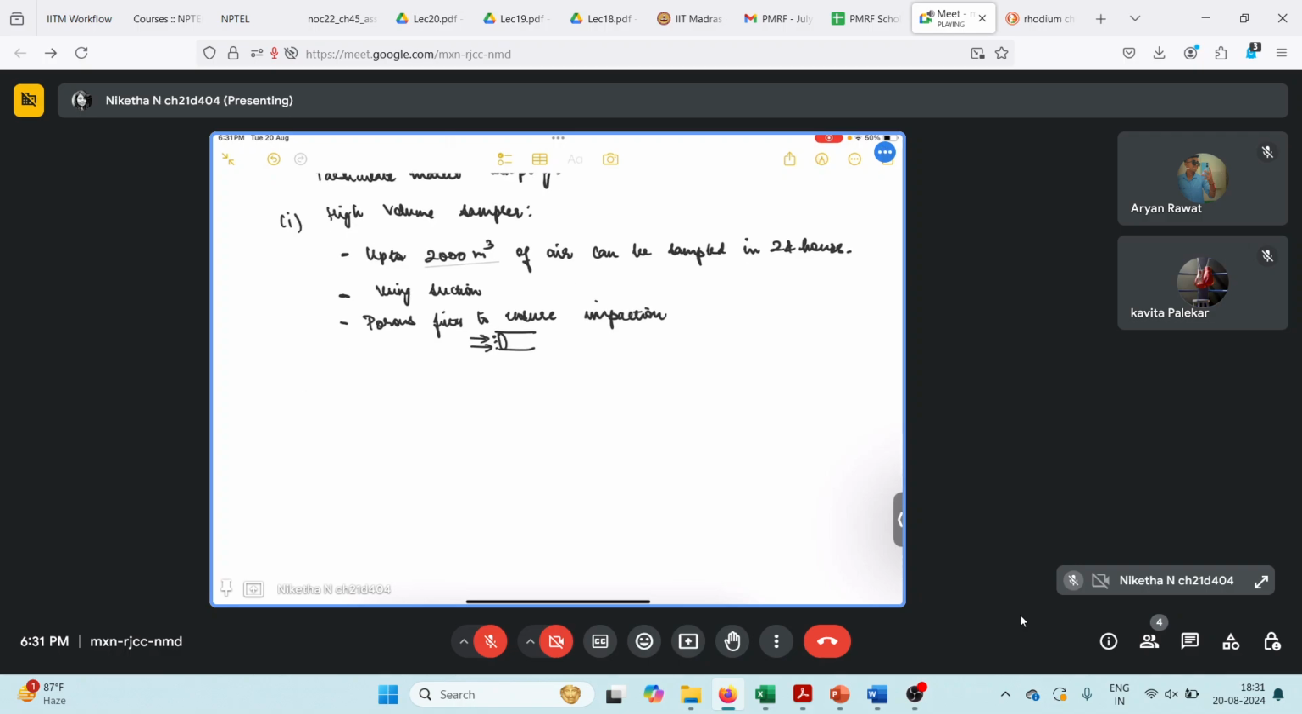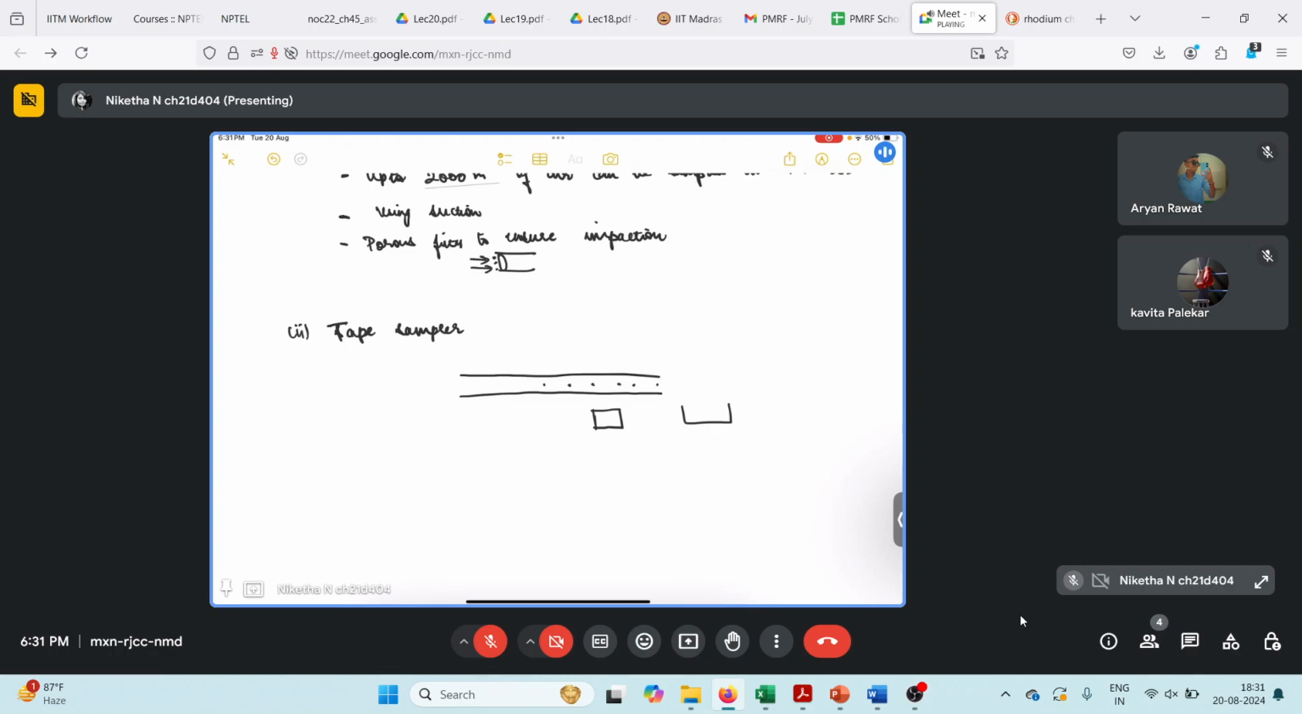And then we have a tape sampler. A tape sampler is just like a tape, more like a ribbon. A pump will be kept here so that a suction force will be applied and therefore the particles will be deposited and collected, and their weight will be checked. So this is a tape sampler.